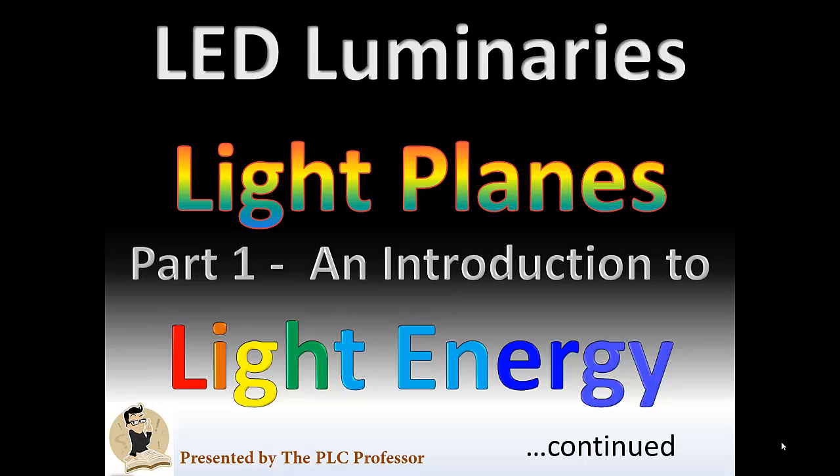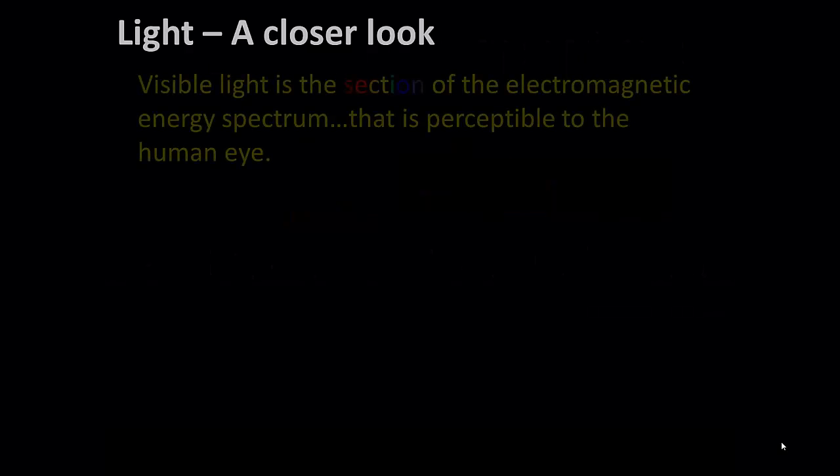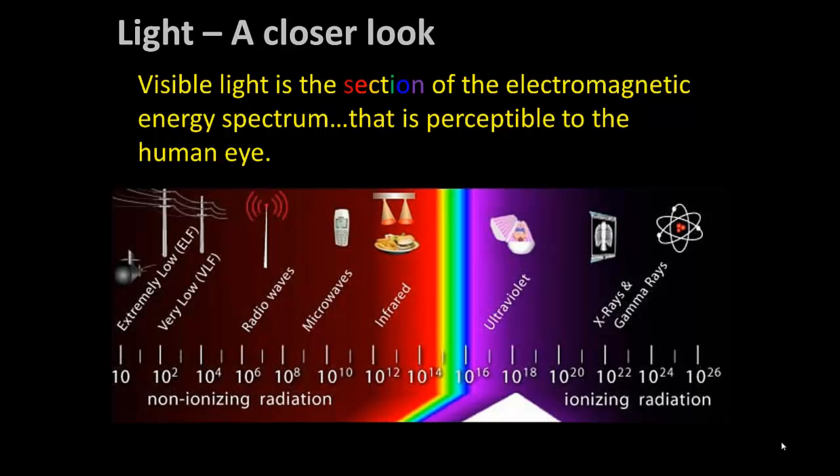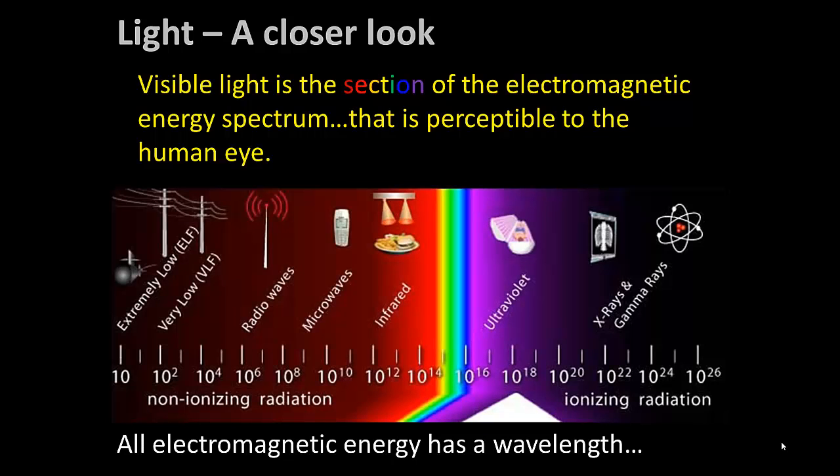Now it's time to take a more technical look at light. Visible light is the section or portion of the electromagnetic energy spectrum that is perceptible to the human eye. If the information illustrated here is new to you, not to worry. You do not need to know this information to design and build LED luminaires. However, let's discuss this chart anyway, but in practical everyday terms.